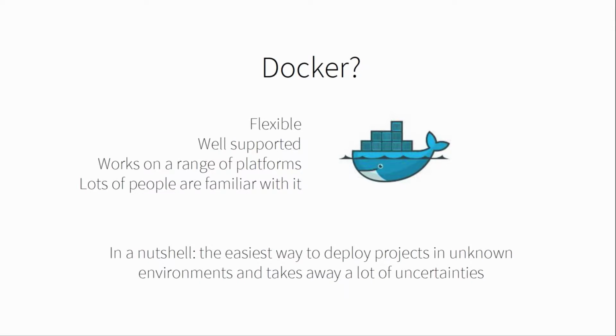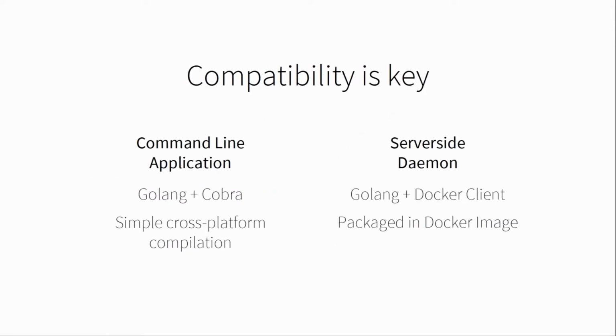So this is Inertia. One of our key priorities here was to make sure that it was portable. It could be used on different platforms, and we can deploy and redeploy as our providers change. So the obvious solution here was Docker. It's flexible, well supported, it works everywhere, and it's just the easiest way to deploy onto unknown environments.